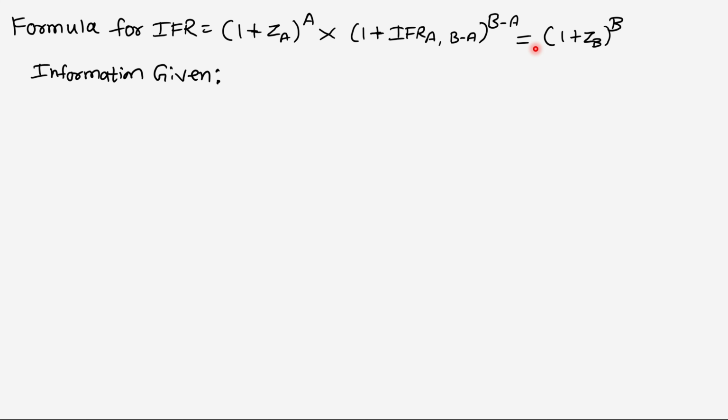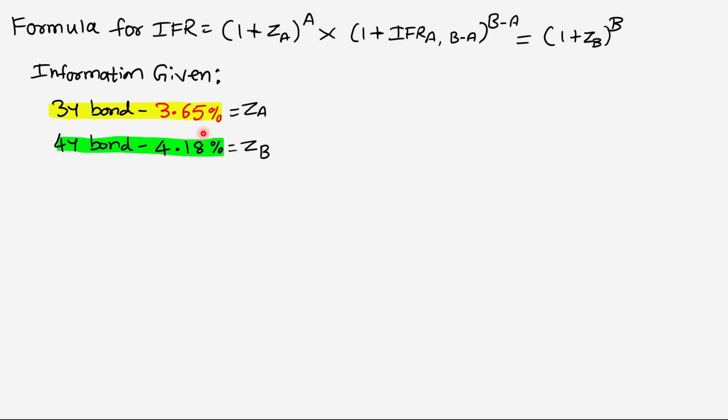But let's say the information given here is we have a 3-year bond paying 3.65%. So that's ZA, a spot rate for a 3-year bond, 3.65%. We have a 4-year bond paying 4.18%. So that's the spot rate here for a 4-year bond. So we want to find the implied forward rate 1 year for 1 year, 3 years from now.